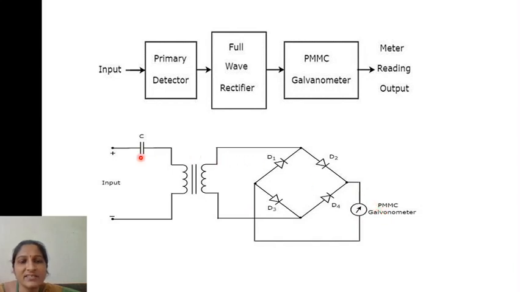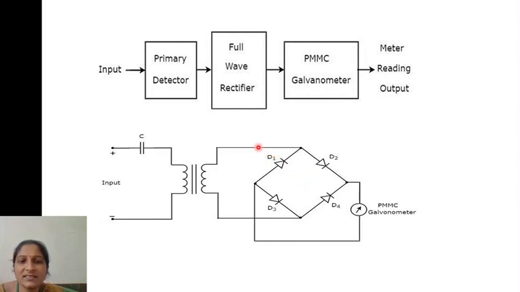Whenever an input signal is given here, the LC filter will filter the unwanted frequencies and allow only one particular frequency. That means this LC circuit is tuned to a particular frequency, so that only one frequency is allowed, and the remaining frequency components are stopped. The frequency which is allowed will enter the full wave rectifier circuit, which will rectify the AC voltage into DC voltage.